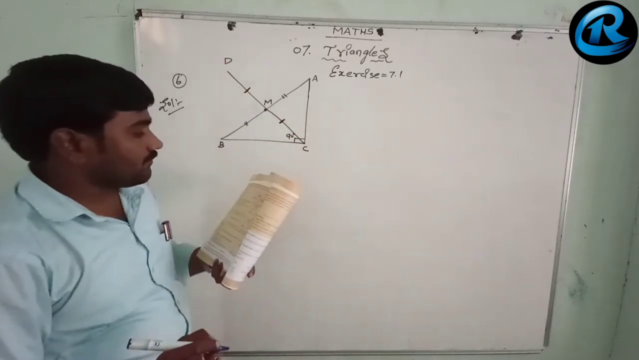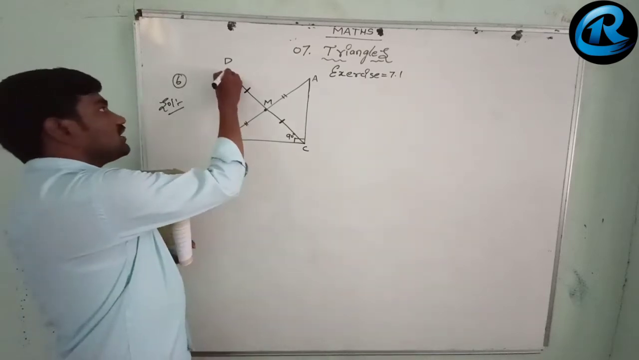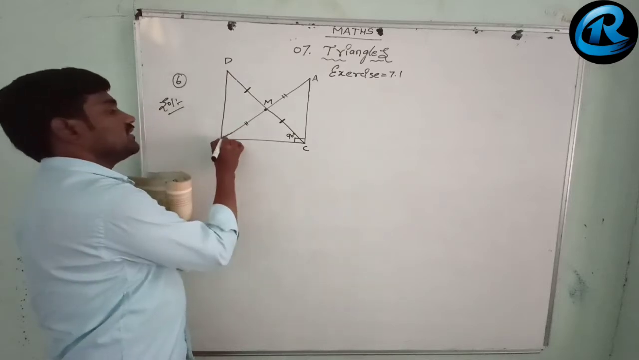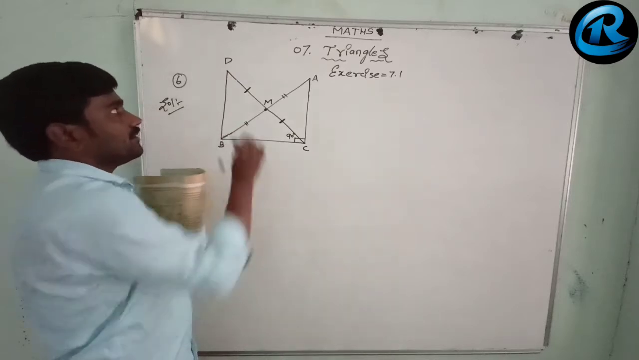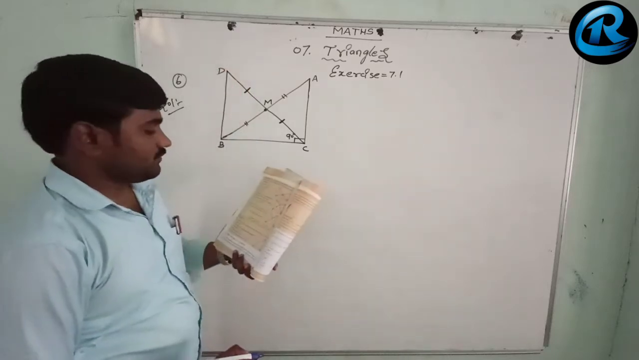Okay. Then D is joined to the point B. D is joined to the point B. So now we got the complete figure from the question.